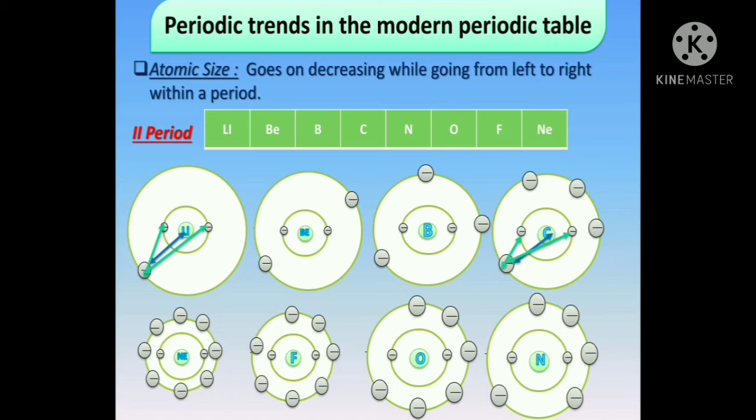As every electron in the valence shell is experiencing more positive force from the nucleus, the nucleus will try to pull the electrons towards the center. And this is the reason that you will see the atomic size goes on decreasing while we go from left to right within a period.